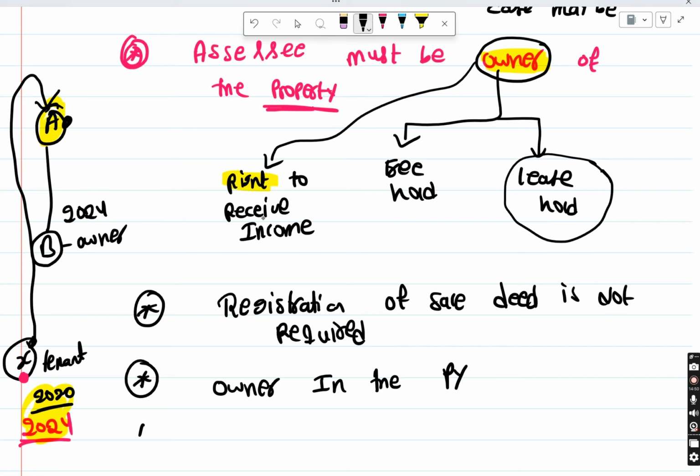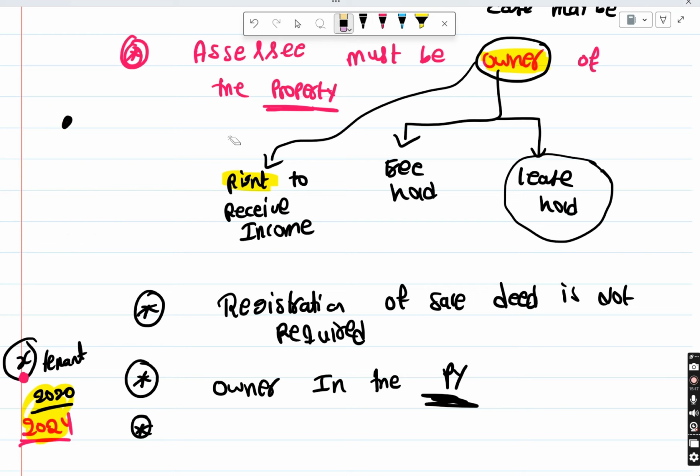So that's why the income tax department will say, in 2020 you were the owner, and for that only he is paying the money. So in the previous year, if you are the owner, that is enough. Whatever I told will come a little bit under unrealized rent, which we will discuss later.